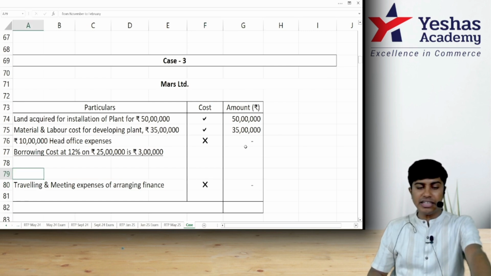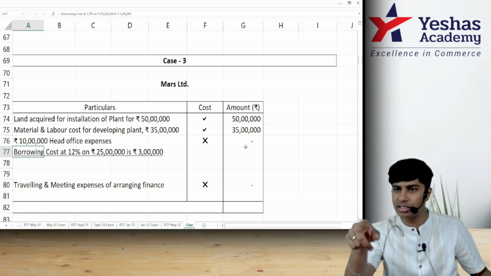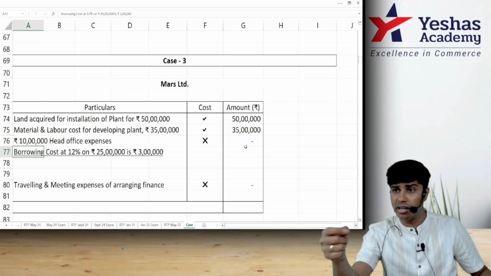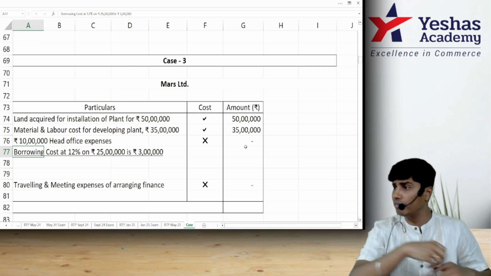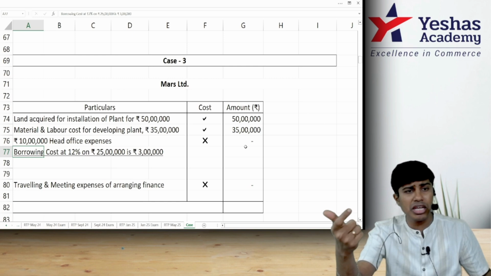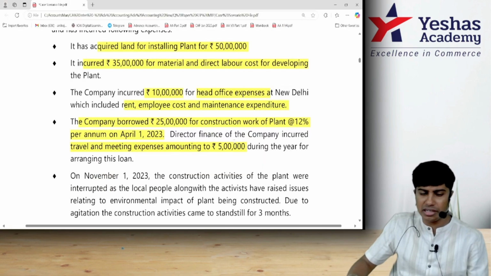Interest on 25 lakh is there, no? On that 12% interest, do 25 lakh into 12%, you get 3 lakh. Can it be included? Yes, for the period of development. To the extent it pertains to the period of development of the asset, it can be included in the cost of the asset. There is little more information on this. Let's wait to read it.